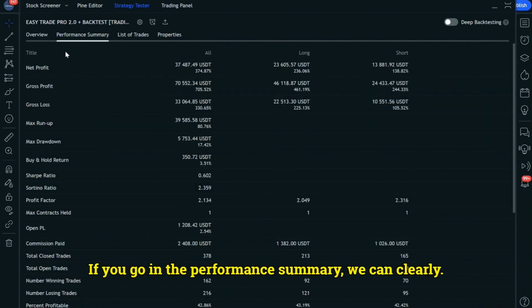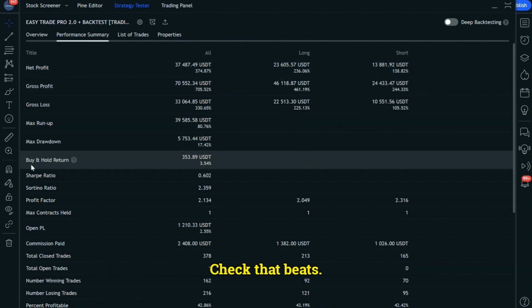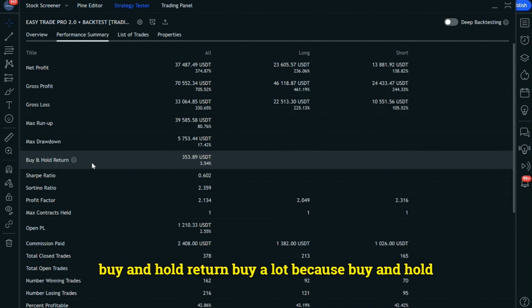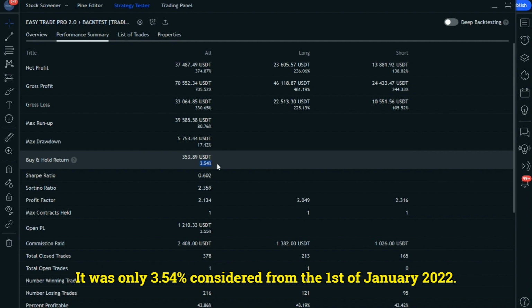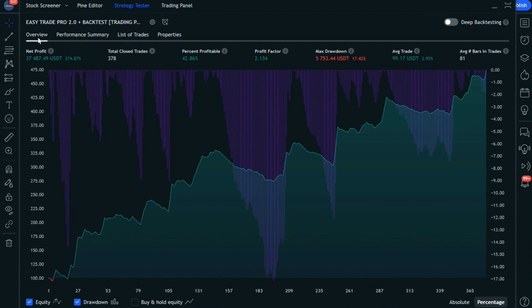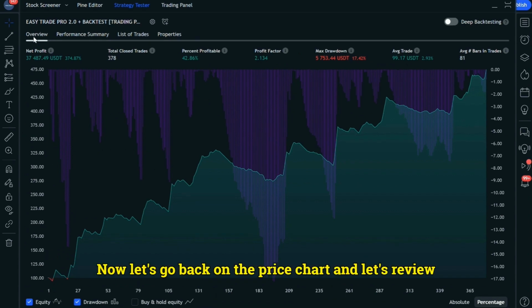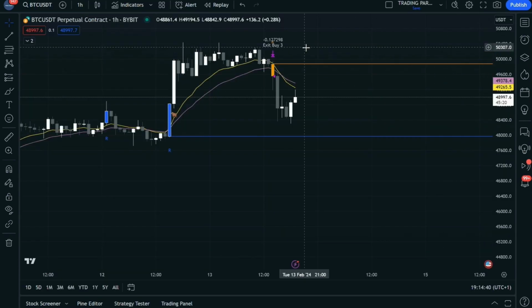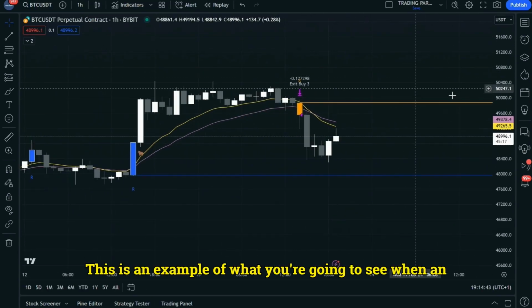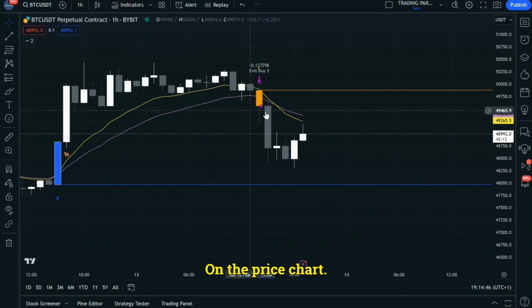If you go in the performance summary, we can clearly check that it beats buy and hold return by a lot, because buy and hold return was only 3.54% considered from the 1st of January 2022. Now let's go back on the price chart and review what actually happens on the chart and what you're gonna see in terms of labels. This is an example of what you're going to see when an order is executed on the price chart.